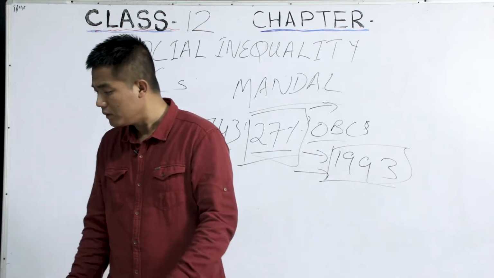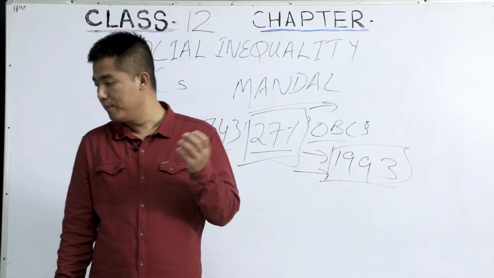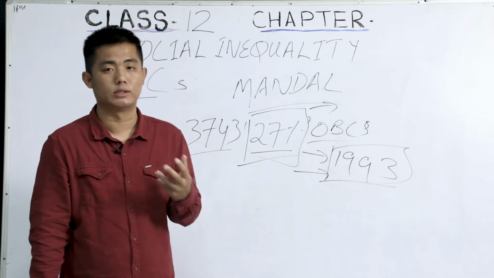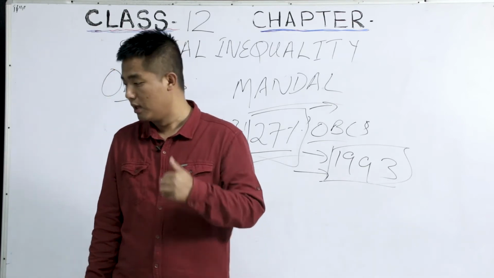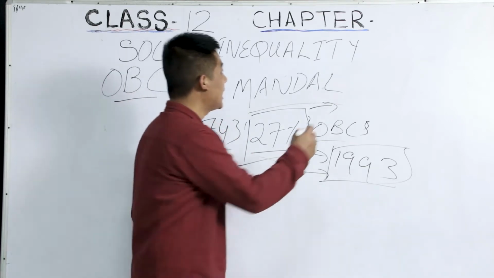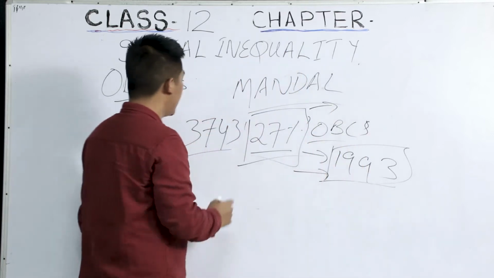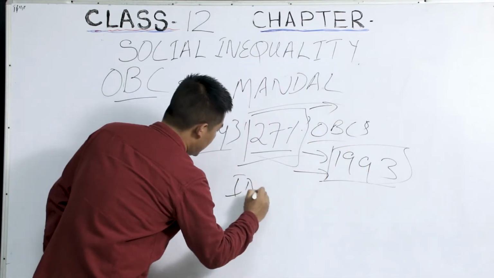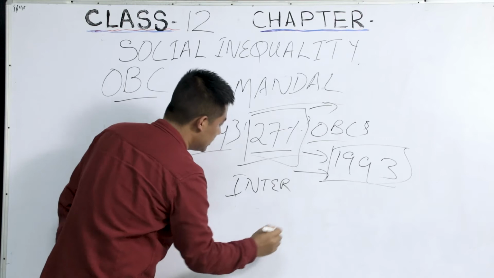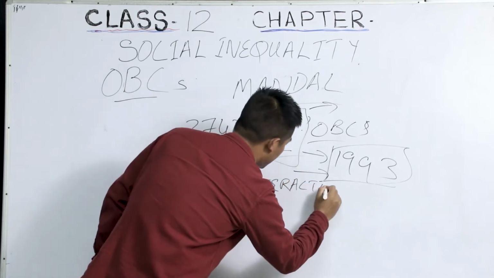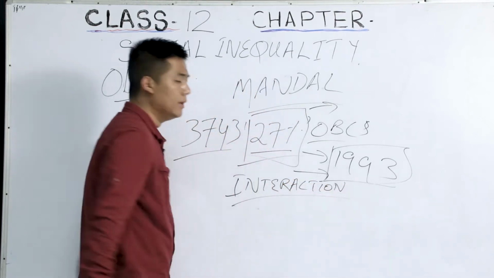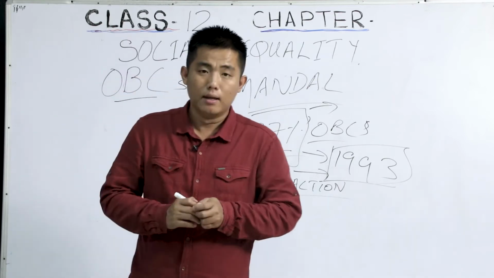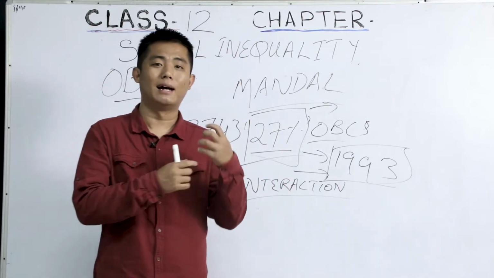Now, the next is, what were the main problems of these OBCs? The first problem is lack of interaction. Lack of interaction means they were isolated.